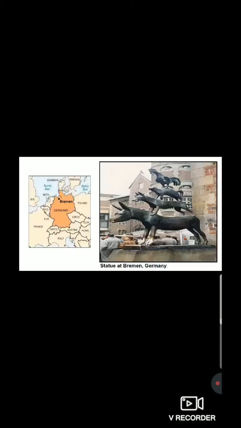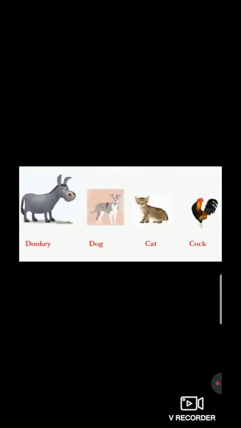Now students, in this story, how many characters are there? Yes, there are 4 characters. Which are those? Donkey, dog, cat and cock. Students, everyone repeat after me. How many characters are there? Yes, there are 4 characters in this story. First one is a donkey, then dog, cat, and the last one is a cock.